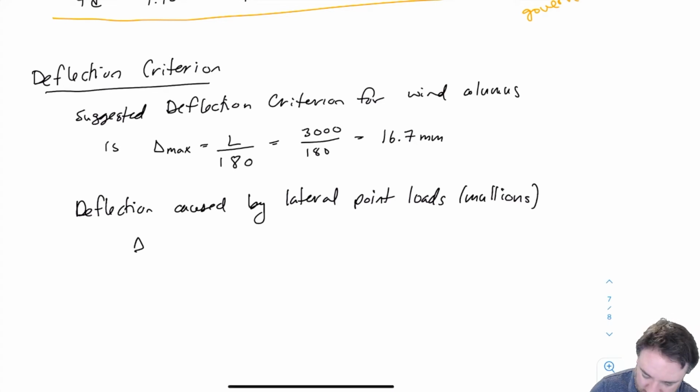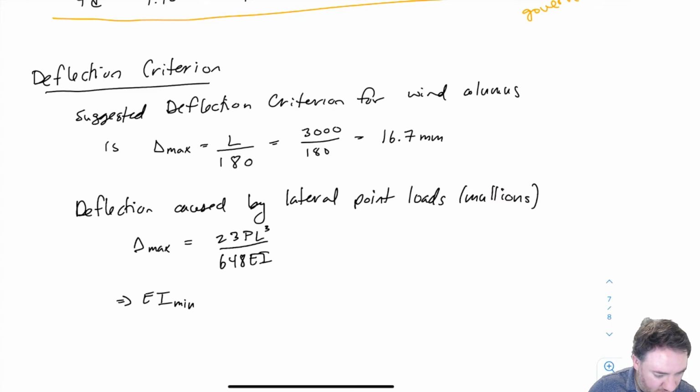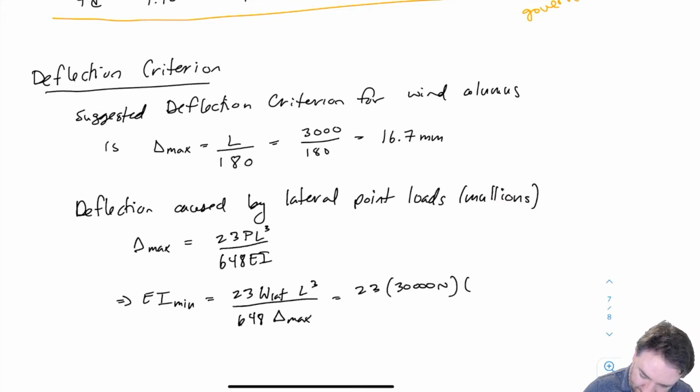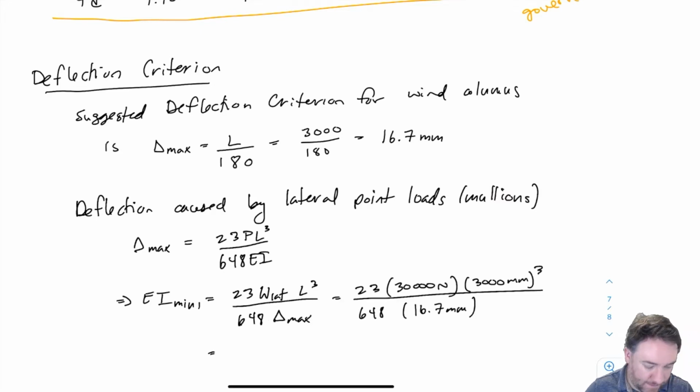So if I rearrange that equation for EI to get a minimum EI, I'm going to get this, where W lat is the same as my P. So P is my lateral load, that 30 kilonewtons. And so I get 1,725 times 10 to the 9 Newton millimeters squared. And don't forget that this is using the unfactored loads.